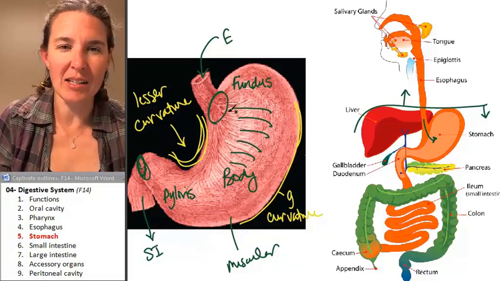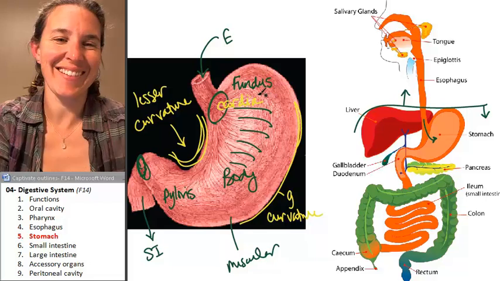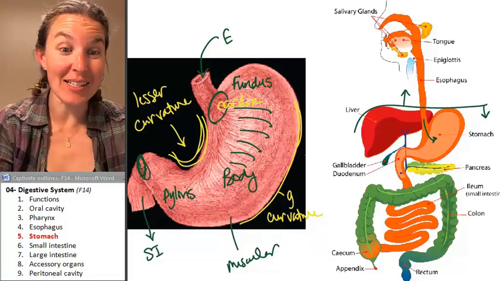I didn't label the cardia. Now I did. Let's go into the small intestine because that's next.